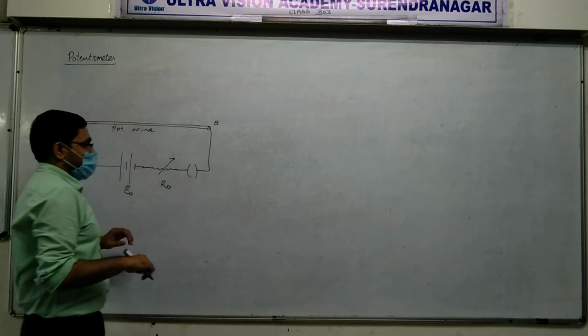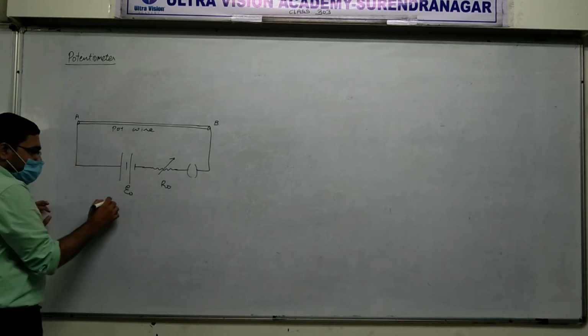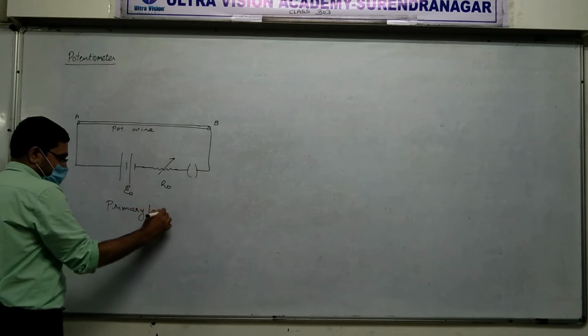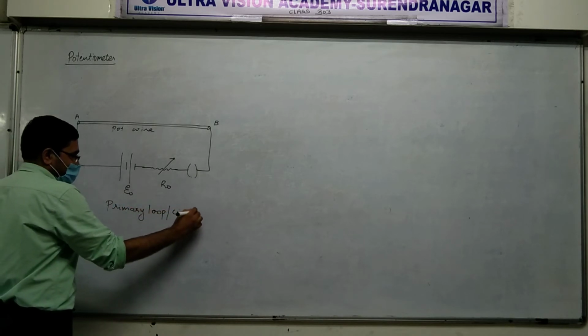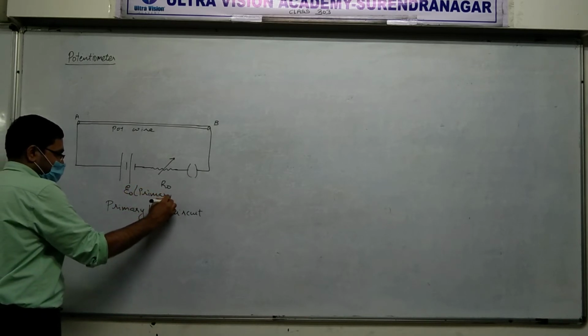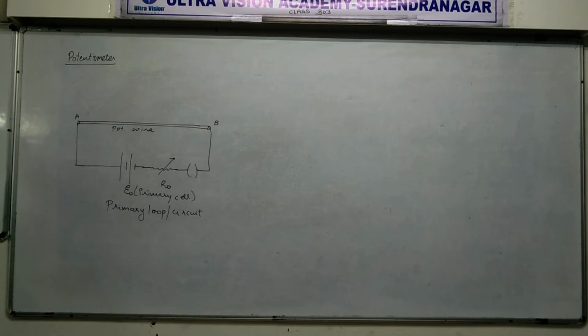And there is a key to turn it on and off. It is basically a switch, on or off. You see, this is a loop. I've drawn a rectangular loop. This is called the primary loop of the potentiometer, or primary circuit of the potentiometer. And this cell is called the primary cell of the potentiometer. Okay, this cell is called the primary cell of the potentiometer.